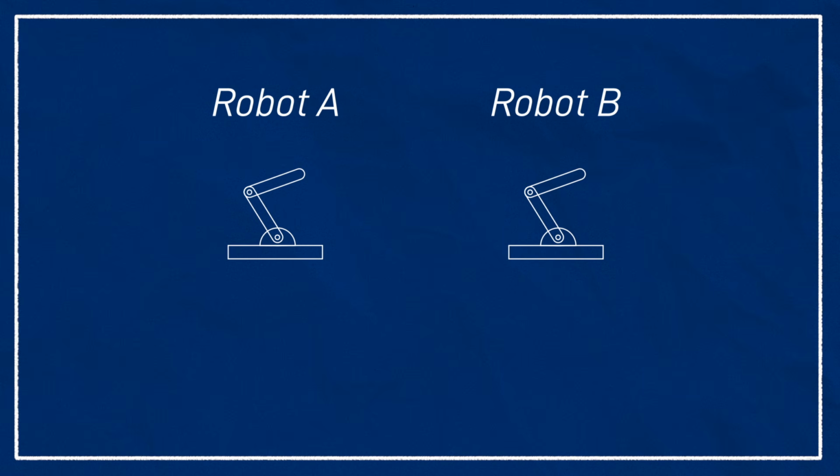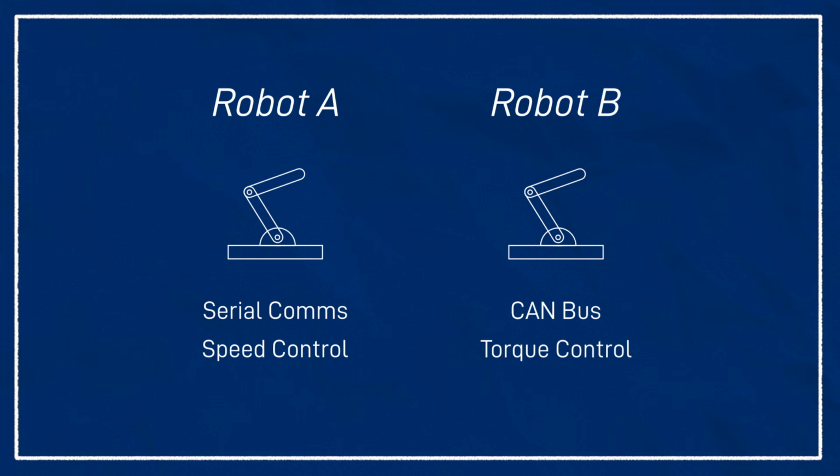Let's take a look at the hardware side first. Different hardware is naturally going to be controlled differently. You might have two very similar looking robots, but one's motors are controlled by a serial and the other one via CAN bus. One might let you control speed and position, one might let you control torque. One might have a single comms interface for all the motors, one might have a separate interface per motor.